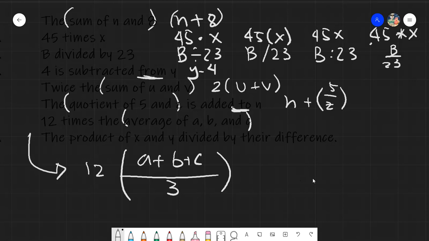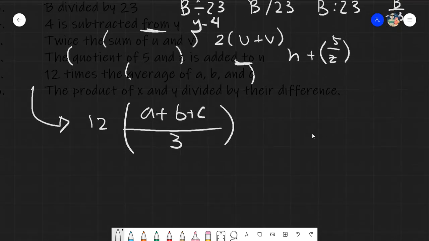Next one, the product of X and Y. So again, we take this as one group. Divided by their difference. Difference daw ng ano? Walang binigay na term here. But based on English itself, we are dividing by their difference. This there is referring to the two terms that we are discussing a while ago, which is, of course, X and Y. So let's write it here.